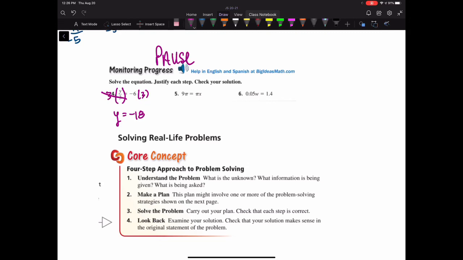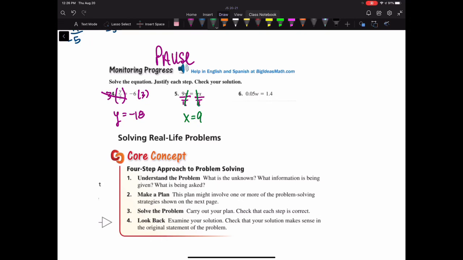We have an unknown of x. So we want to use the inverse operation, division by pi. And like that previous example, these cancel just as they do on the other side, so x equals 9. All right.